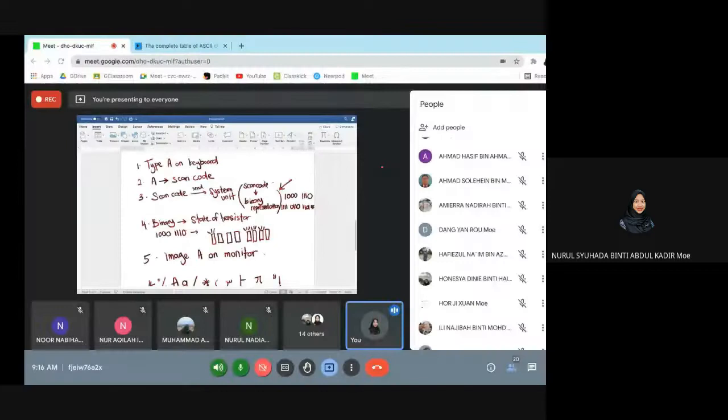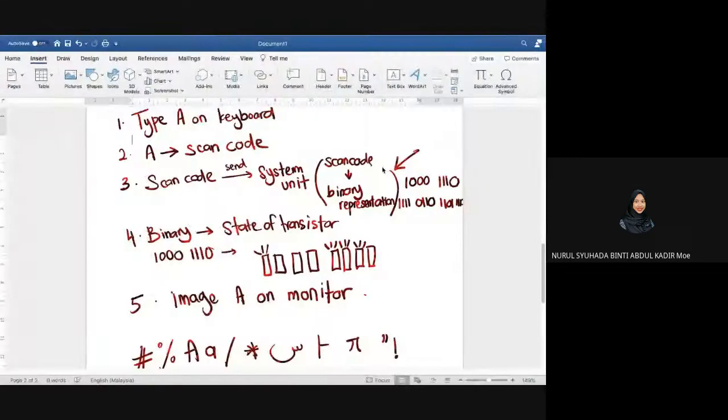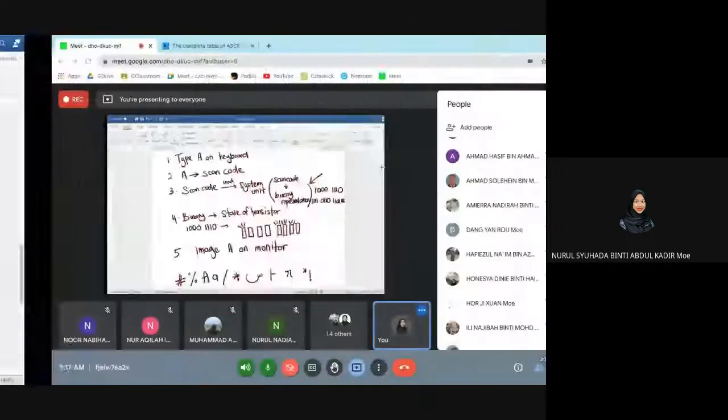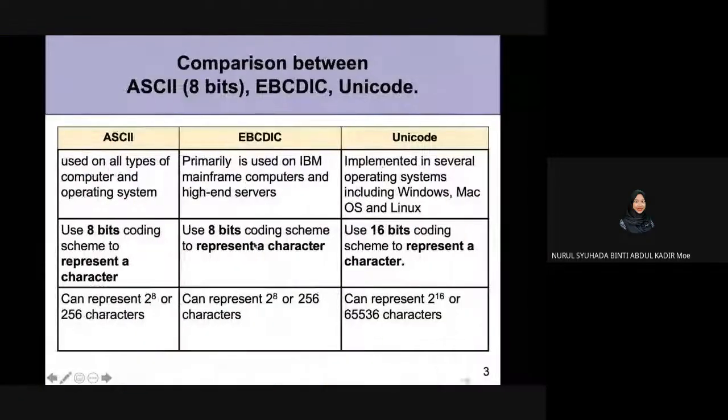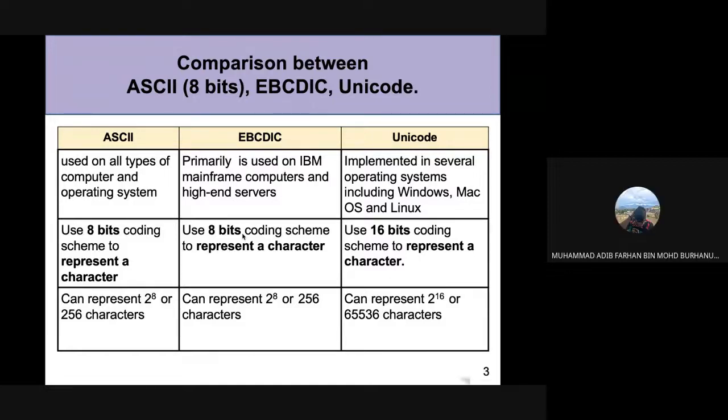So setakat ni ada apa-apa nak tanya tentang ASCII? Okay ke? Blur? Alright, boleh teruskan ke? Yang tu baru ASCII ya, Miss? Baru ASCII. Oh, okay. Tak apa, you faham ASCII, nanti yang lain pun you faham.